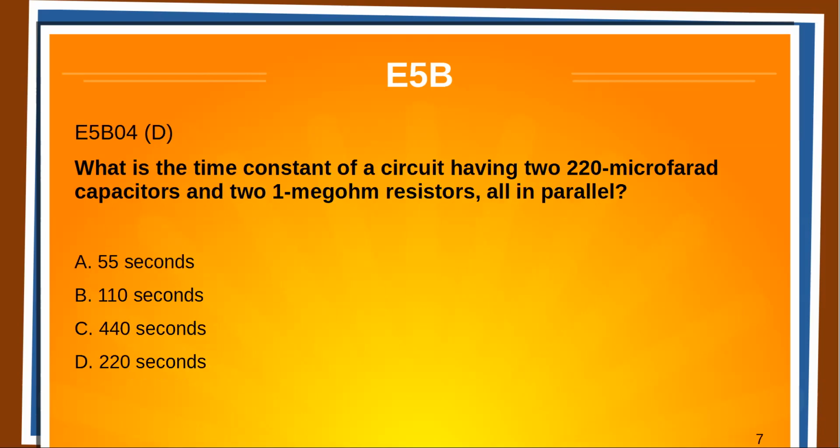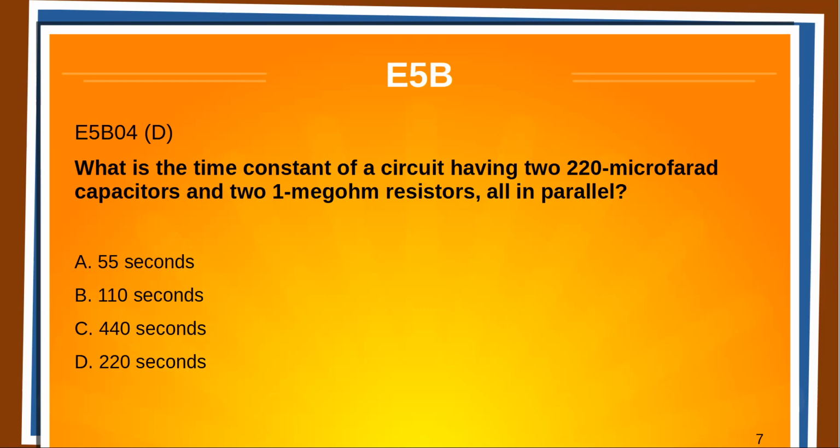What's the time constant of a circuit having two 220 microfarad capacitors and two 1 megaohm resistors all in parallel? Get out your calculator. I think you want to see if you remember how to do parallel capacitors and resistors in this one also. Well, that's easy, you do that in your head. Is this looking for the time constant formula? I'm going to say D. So the answer is B. I'm thinking B.